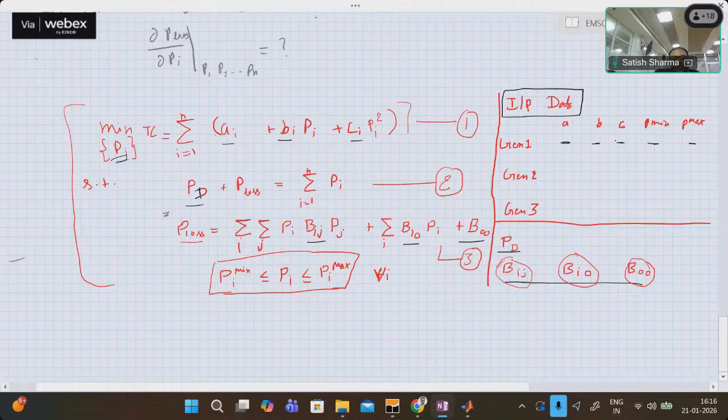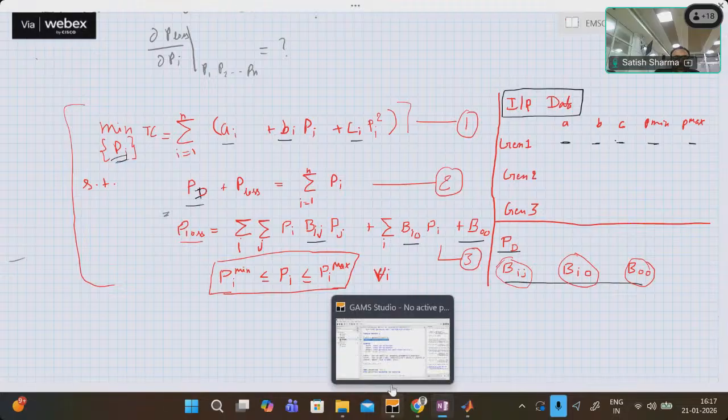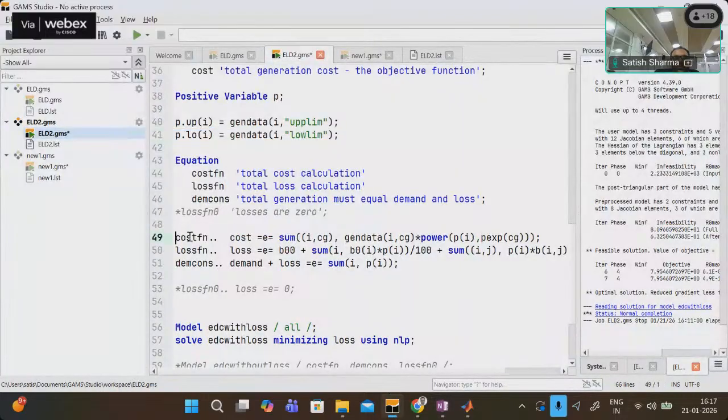These have been defined by the lower and upper limit on the variable in the game. So these 3 equations we have to write down. If you look very carefully, this is the TC, the total cost or the objective function, equals the summation over i of a_i plus b_i p_i plus c_i p_i square. The same thing has been written here. So the cost is equal to the same thing, summation over i, and we have written that instead, summation over i and CG, basically for each generator.